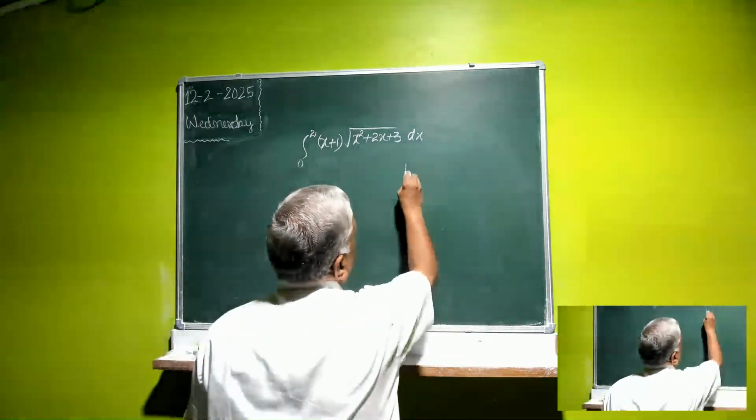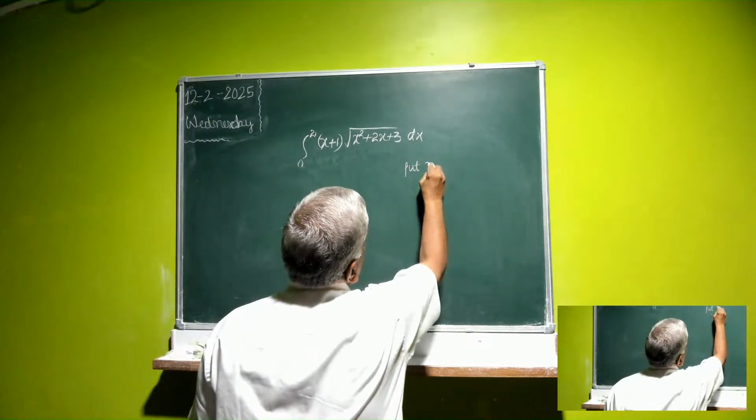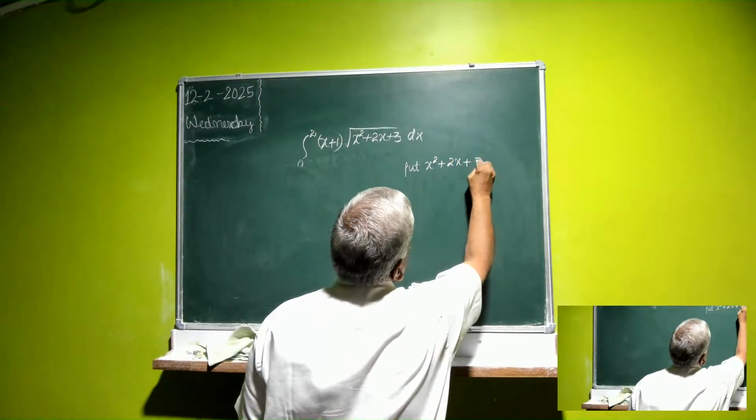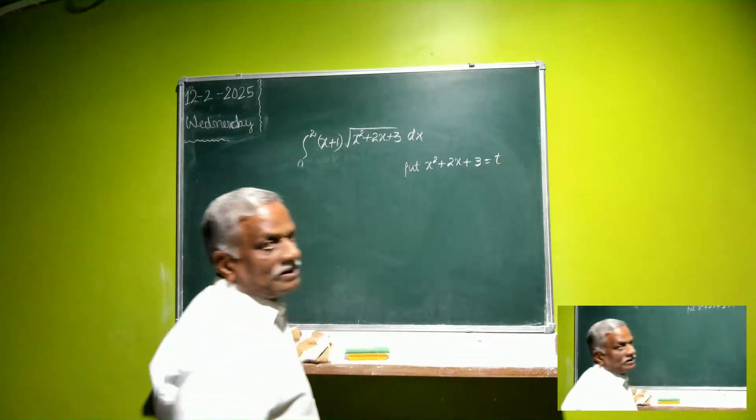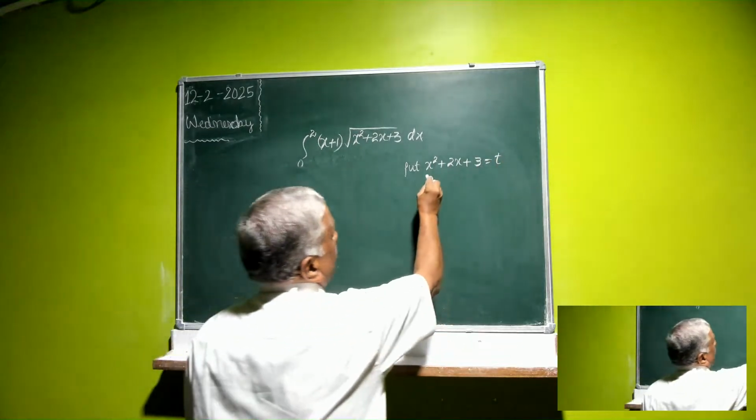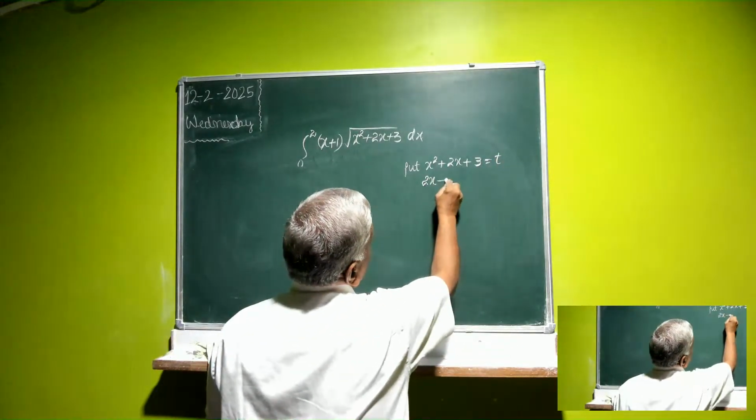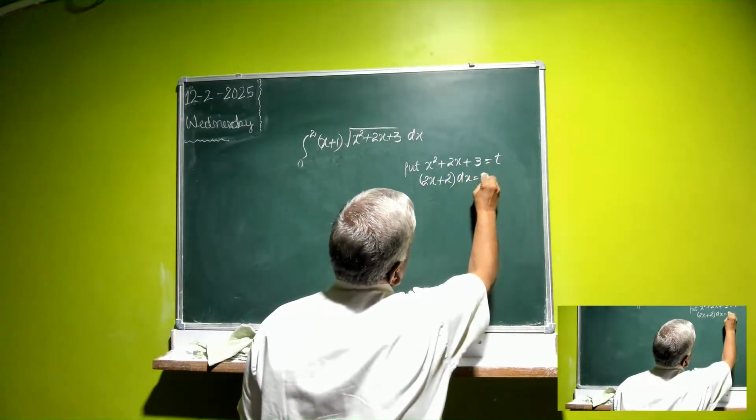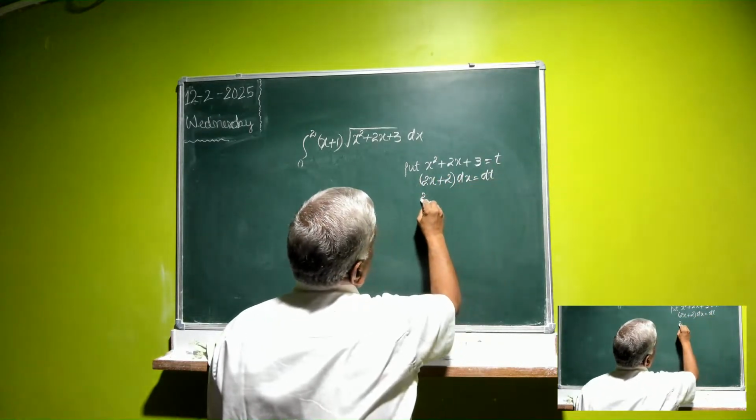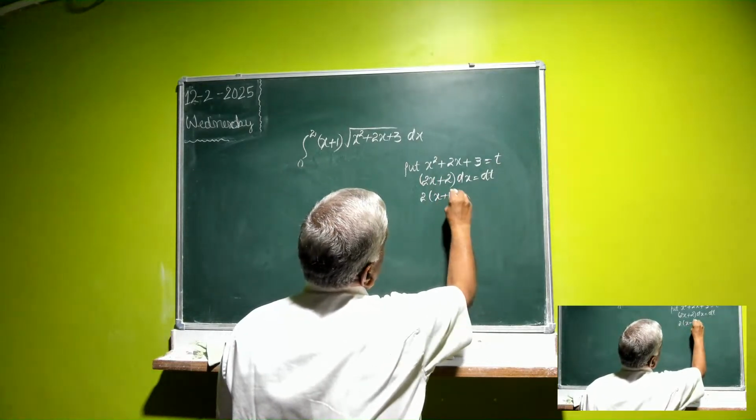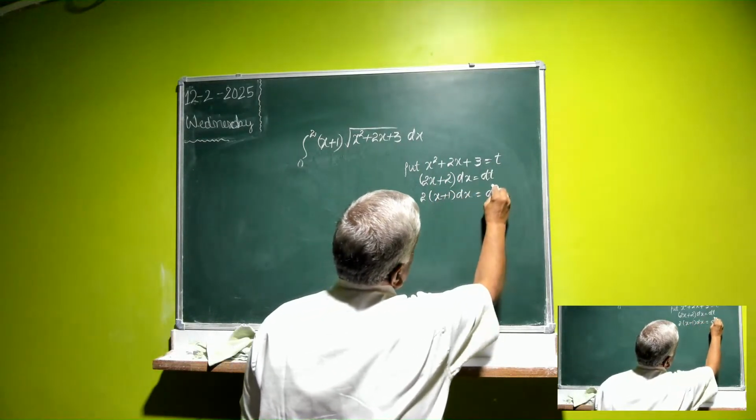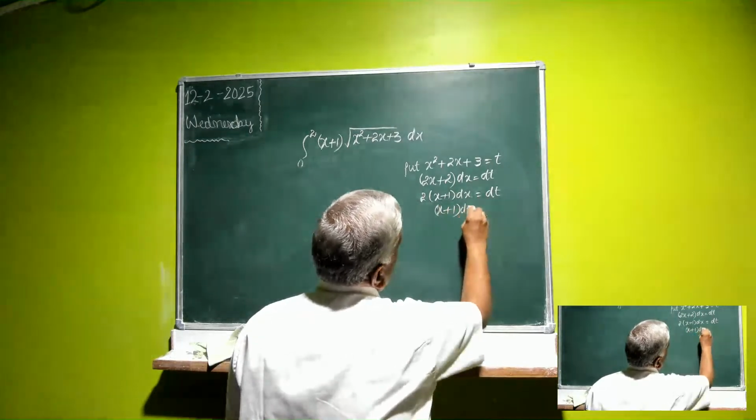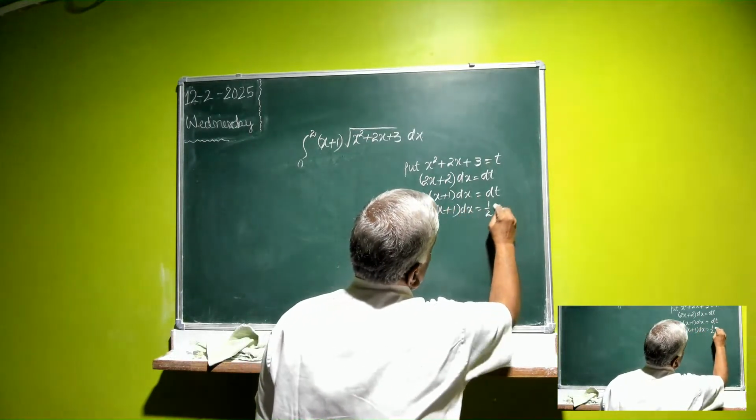Supposing I put x square plus 2x plus 3 equals t. The derivative of x square is 2x and of 2x is 2, so 2x plus 2 dx is dt. You can take 2 common: 2 into x plus 1 dx is dt. So what is x plus 1 dx? It is half dt.